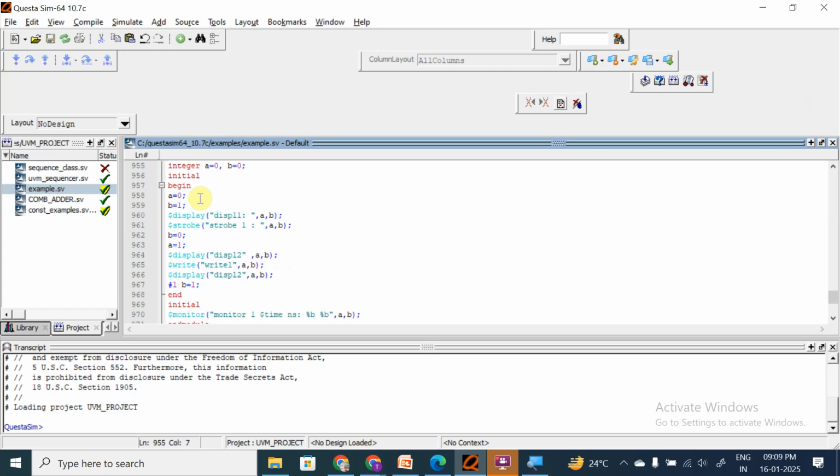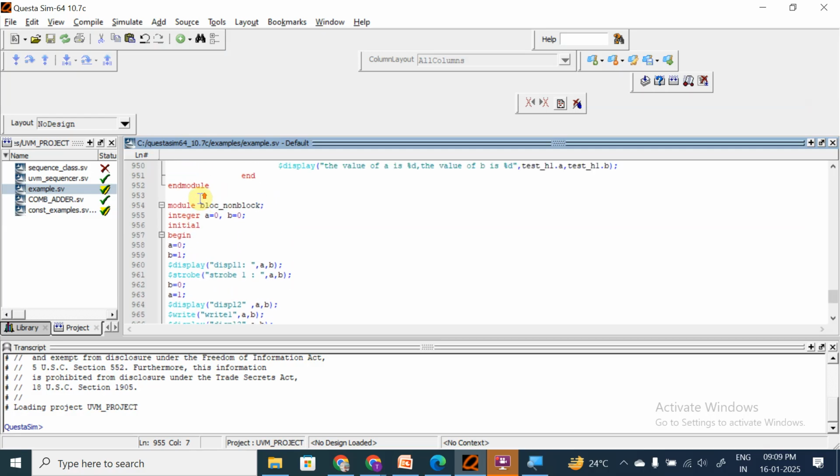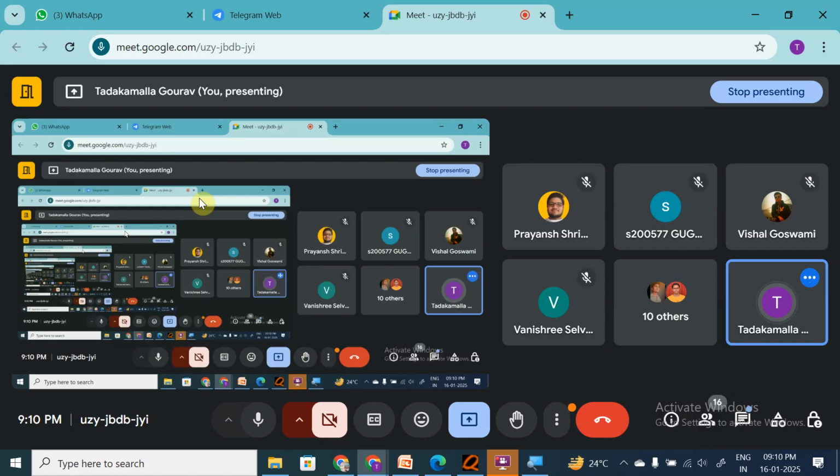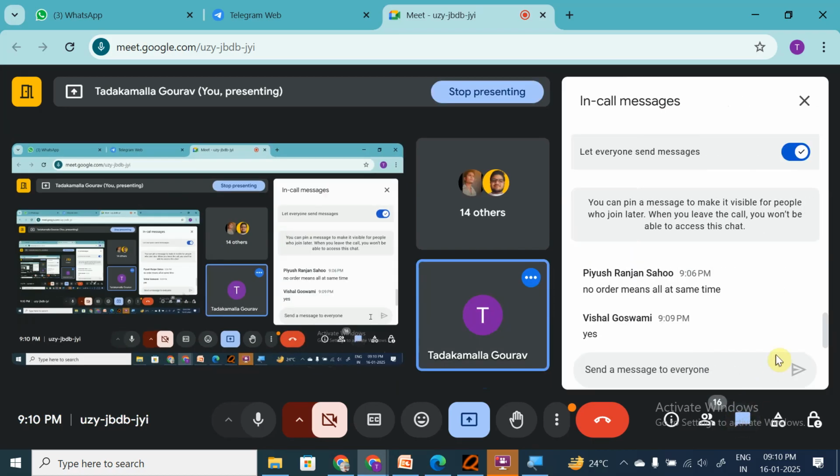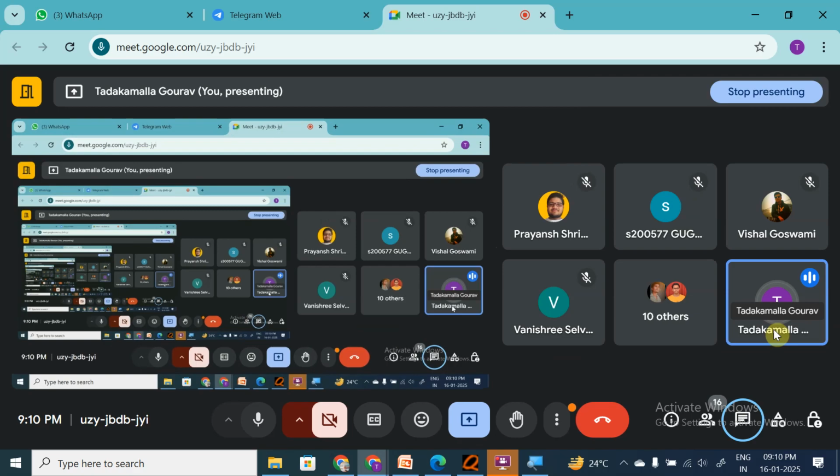Let me use integer. I'm using integer a is equal to 0 and b is equal to 0. I'm initializing because what is the default value of integer? Anyone? What is the default value of my integer? X, unknown. So the default value of integer is unknown, that's why I'm initializing here. It is not 0, it's unknown.